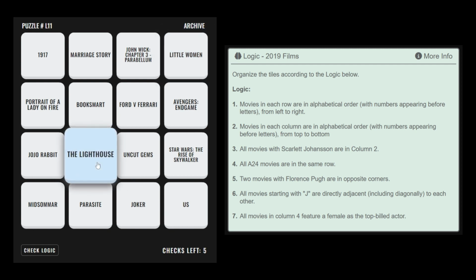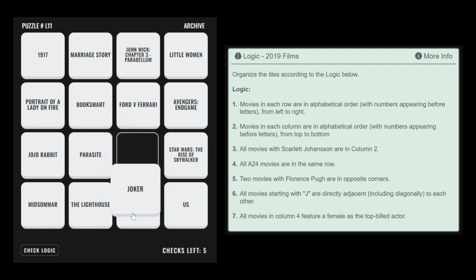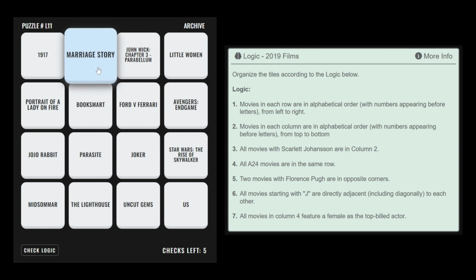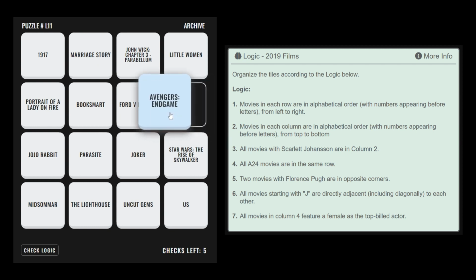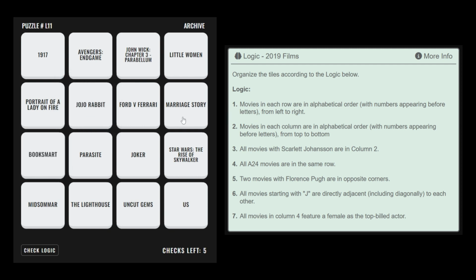Following alphabetical order, The Lighthouse should be placed here, followed by Uncut Gems. We now have the fourth row completed. From rule number 3, we know that all movies with Scarlett Johansson should be in column 2. These are Marriage Story, Jojo Rabbit, and Avengers: Endgame. Following alphabetical order in column 2 means Endgame should be placed here, followed by Jojo Rabbit and Marriage Story.